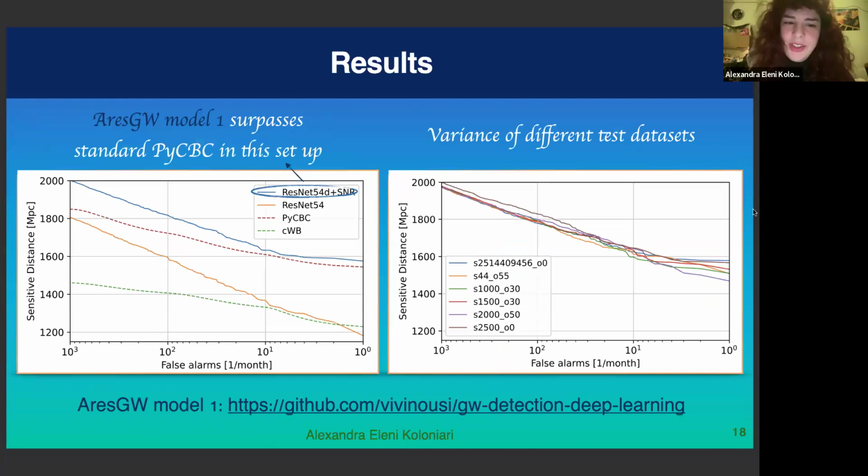And here are the results. You can see that ResGW model 1, which is here depicted with a blue line, actually surpasses the standard PyCBC in this specific setup, which is the same as the one of dataset 4 of the challenge.